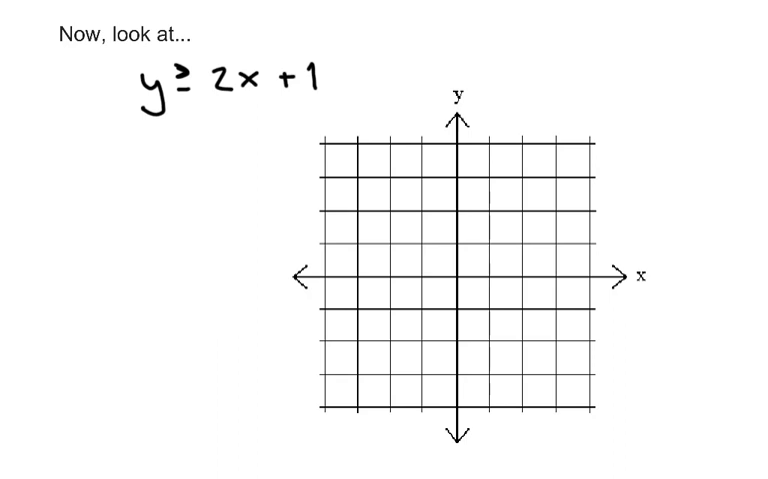Now let's look at y is greater than or equal to 2x plus 1. And this is something that we can't graph on a number line anymore, because it is a line. If we were to look at y equals 2x plus 1, that has a y-intercept at 1 and a slope of 2. So we go up 2 and over 1 for our next point, and that's where our line is. There we have our line.